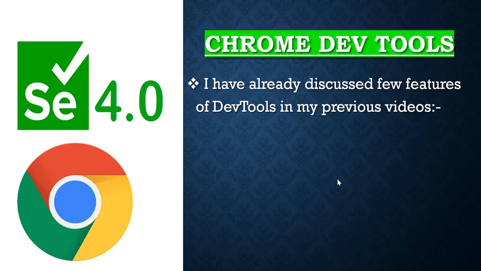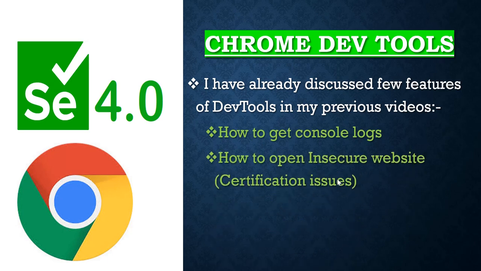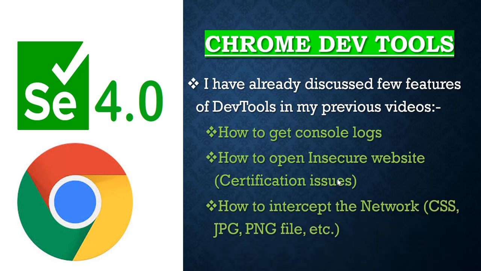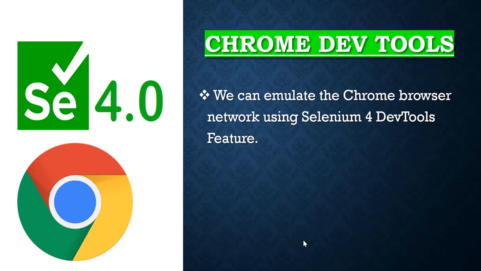I have already discussed a few features of the DevTools in my previous video. Those are how to get console logs, and how to open an insecure website, like a website having some certificate issue, using the Selenium 4 DevTools feature. And one more topic I discussed is how to intercept the network, like CSS, JPG or PNG files, etc. In today's video, I am going to talk about how we can emulate the Chrome browser network using the Selenium 4 default feature.